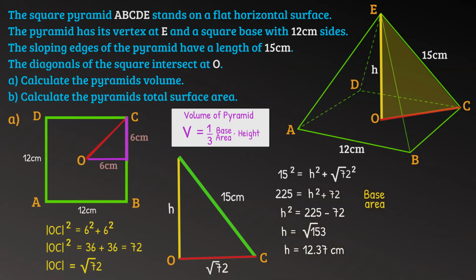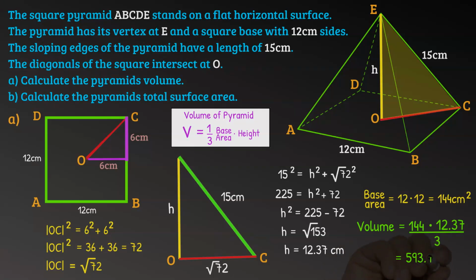The base area is just the area of a 12 centimeter sided square, which is just 12 times 12, or 144 centimeters squared. So using the formula, the volume is 144 times 12.37 divided by 3, which is 593.76 centimeters cubed.